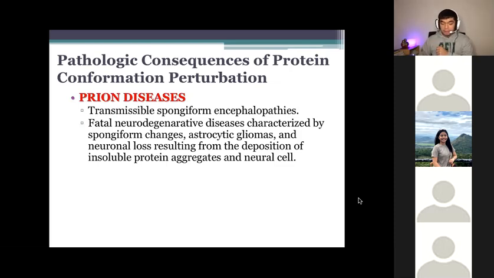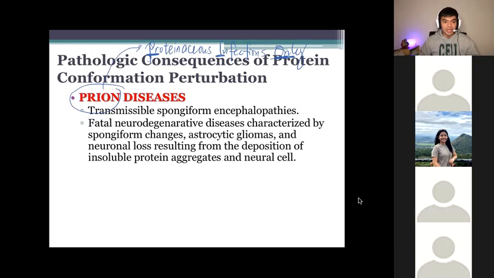First stop, we have the prion diseases. Actually, pag sinabi nating prion, meron siyang ibig sabihin. Ang ibig sabihin natin ng prion ay proteinaceous infections only. Kaya prions. Okay? Proteinaceous, prion. Okay? Nagets niyo ba't prion ang tawag?